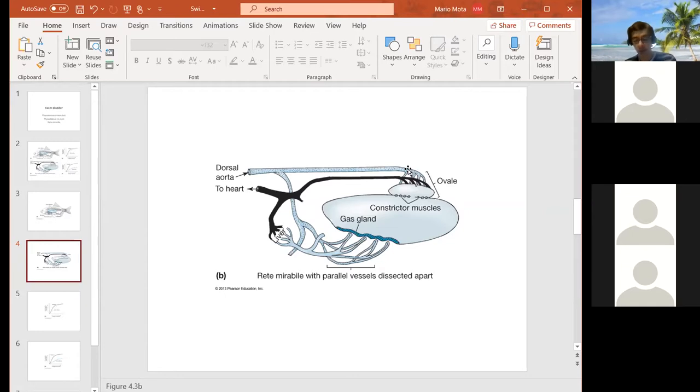Okay. So think about it, like if the fish wants to go up in the water column, if you're a scuba diver, you know that when you go up too fast, you can get the bends. So you have to stop and decompress at different depths. So as the fish goes up, the air will start to expand. So the fish has to let air out of the gas bladder into the ovale, and then back into the circulation, and then out through the gills. Because if it doesn't, then the gas bladder will just expand and the fish dies.